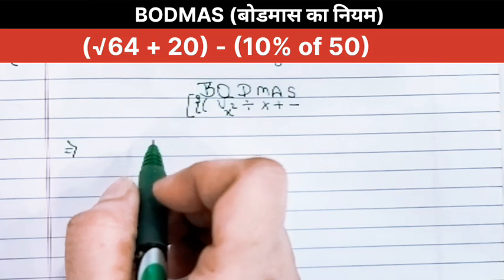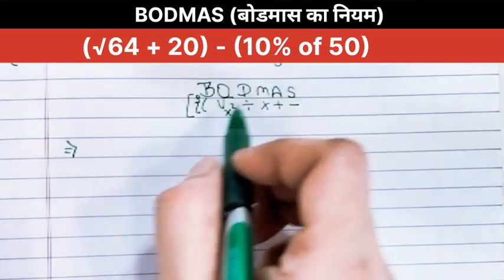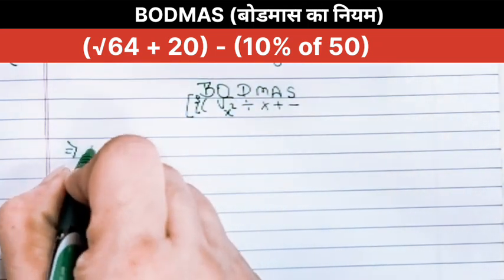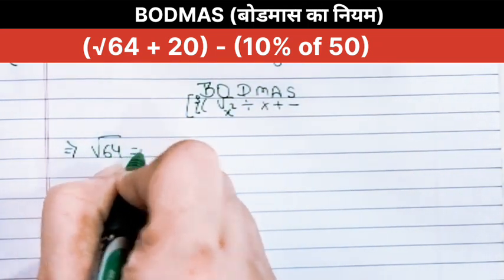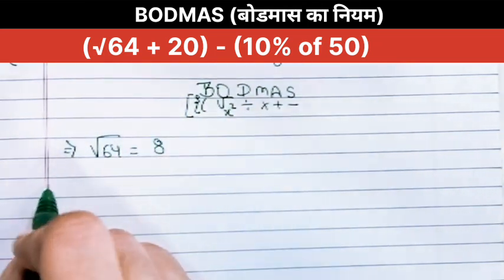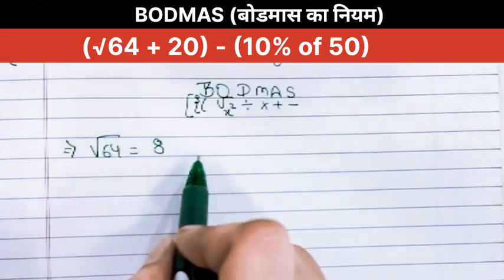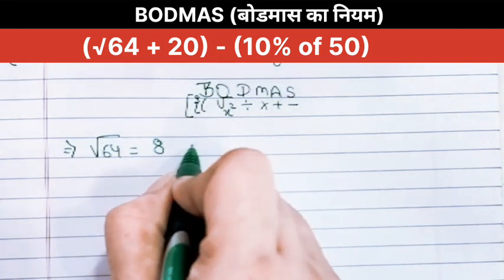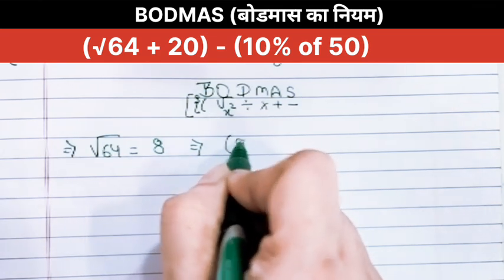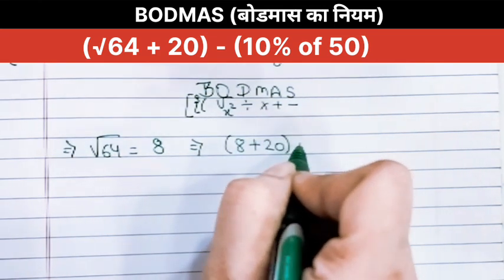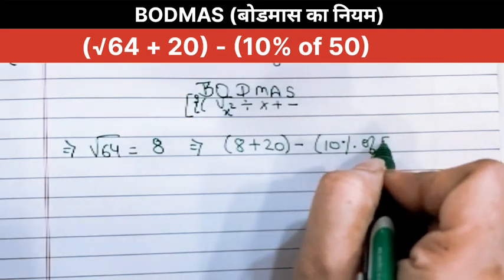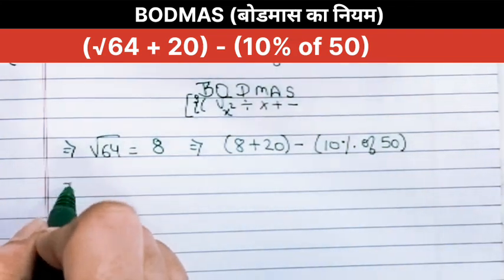First step says simplify the first bracket, which is the priority. Now you can see in this expression, solve the square root inside the first bracket, which is root 64. According to this, the answer is 8. We proceed left to right. Inside these brackets, the root comes before addition, and now the current expression becomes 8 plus 20 minus 10% of 50. Move to the next step.